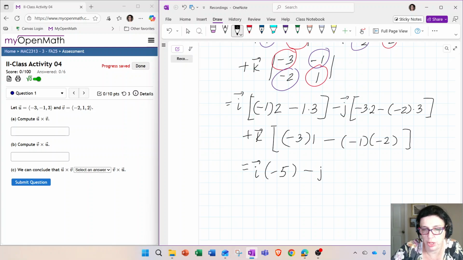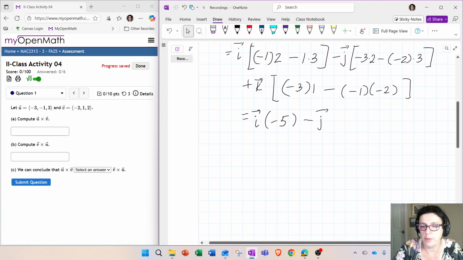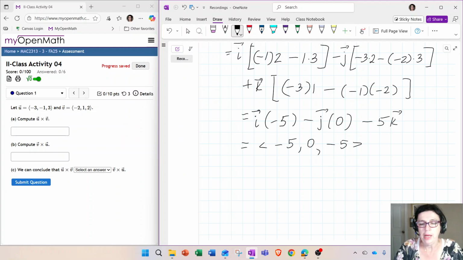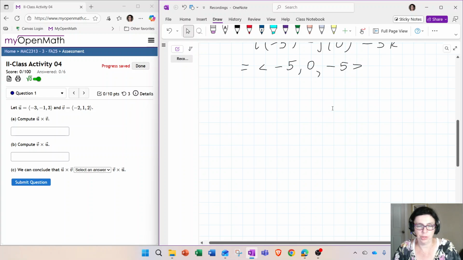Then minus j, and then here we have -6, looks like +6, so that's 0. And then this is going to be -3 subtract 2, so it looks like that's also -5k. All right, so the final answer, let me write it in component form, is -5, 0, -5. How do I know if this answer is correct?